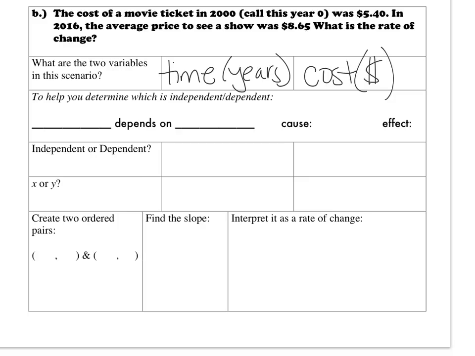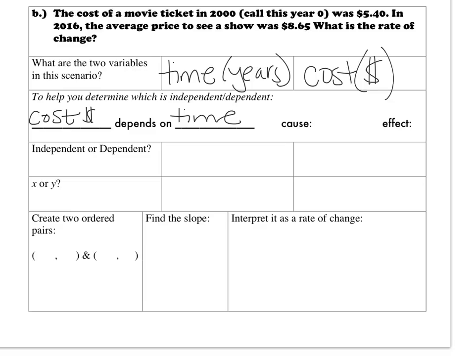So we're going to say, okay, does the time depend on the cost, or does the cost of the movie depend on the time? In this case, cost depends on time. Another way I like to think about this is to think about what your label is going to be. Cost is dollars and time is years, so our label is either going to be dollars per year or years per dollar.